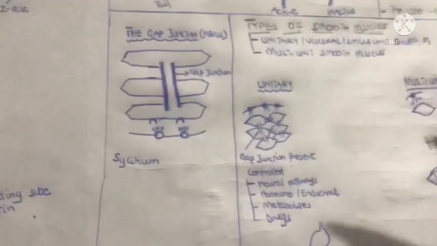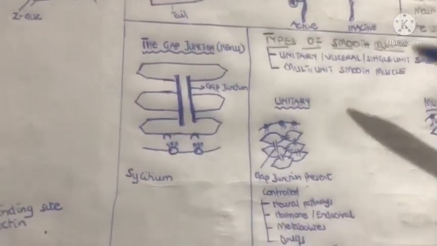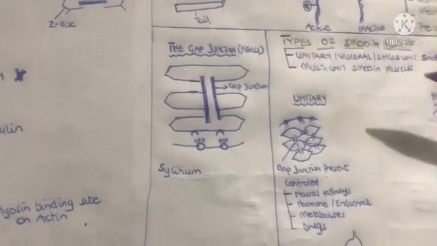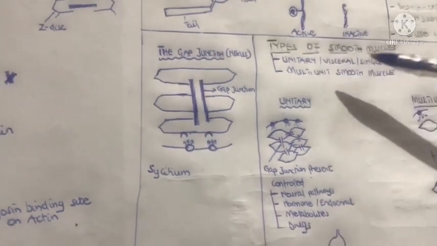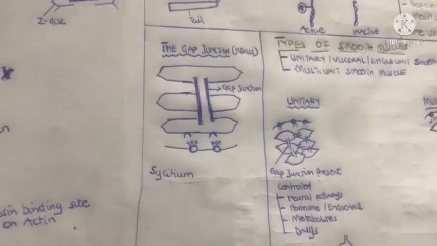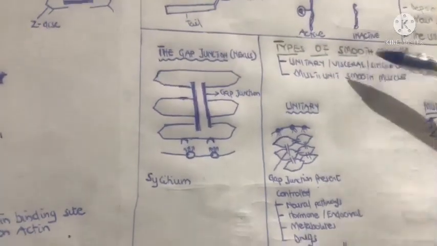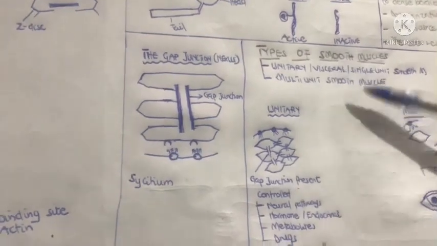So this is the last part. Let's talk about the types of what? Smooth muscles. You see, we have two types of smooth muscles. We have the unitary, which can also be called the visceral, or the single unit smooth muscle. The unitary or the visceral or the single unit smooth muscle. And we also have the multi-unit smooth muscle.